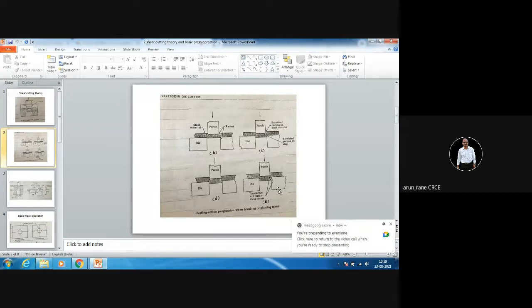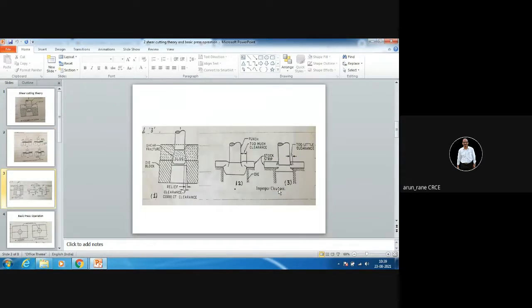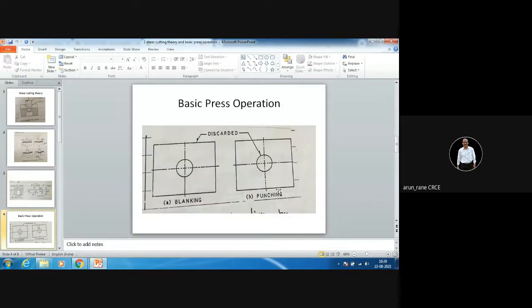And I also told you how you can identify which is the top side and which is the bottom side just by taking a feel of the burr. If there is a burr, the side where there is a burr, you can feel it by hand. So that is always the bottom side. And the side where there is no burr, that is always the top side.